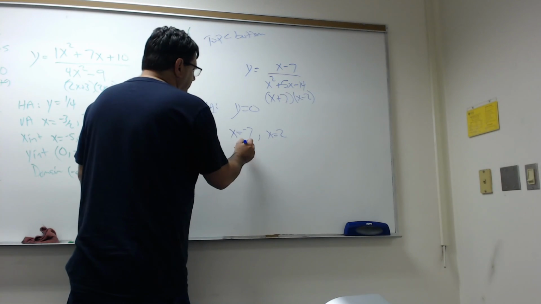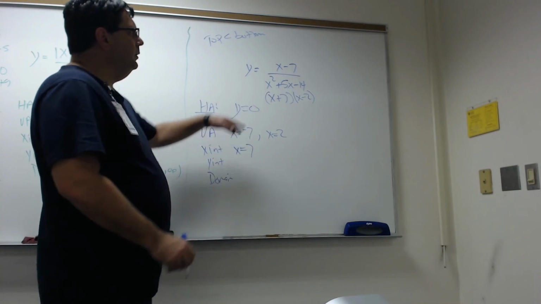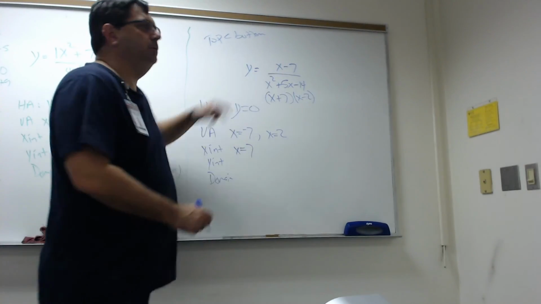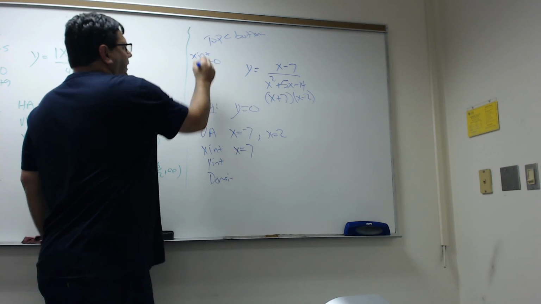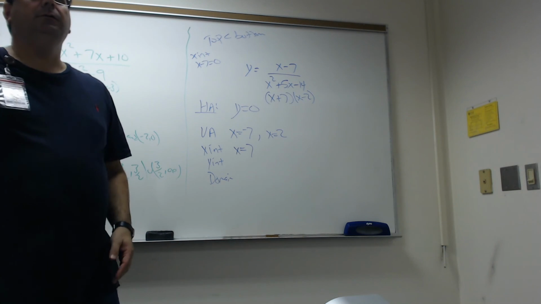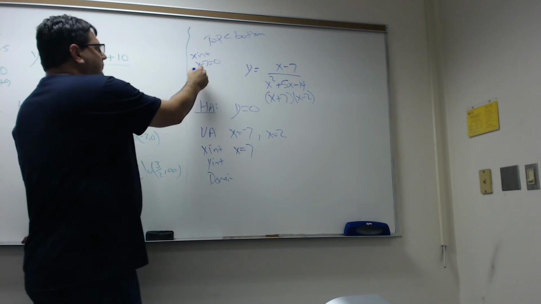How do you find that? I set the top equal to 0. We're setting this equal to 0. The x-intercept, we're setting x minus 7 equal to 0. That's the top part. That gives me x equals 7. Sorry to bore you.